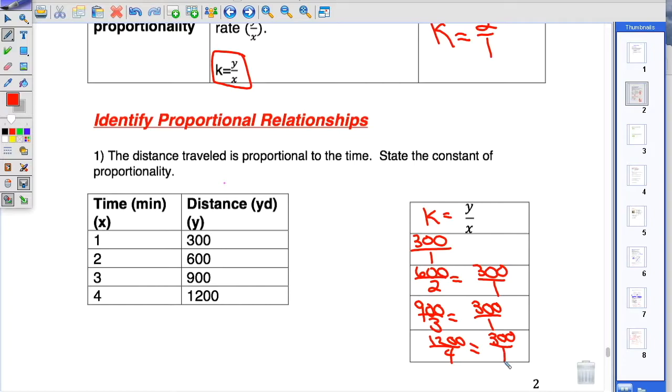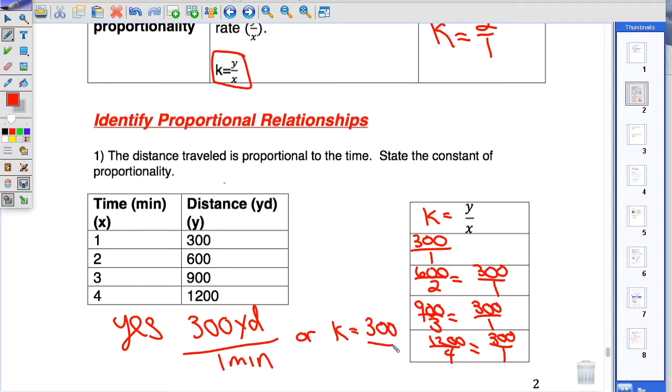Since our constant of proportionality remains the same, 300 over 1, this is proportional. So it's proportional, and we have 300 yards over 1 minute. Or your k constant is equal to 300 over 1.